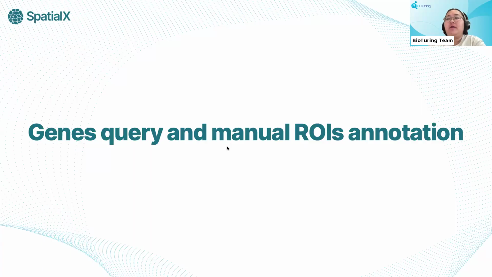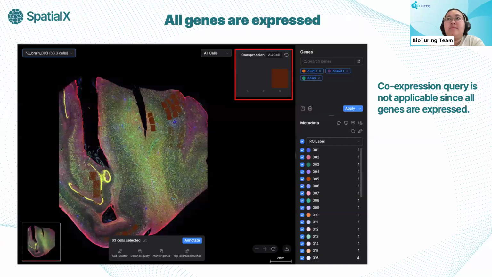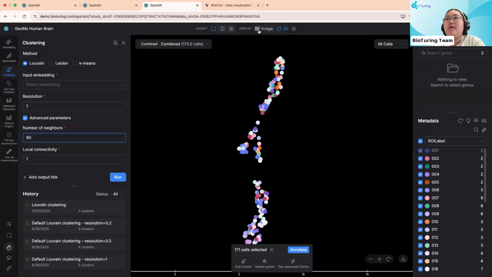Okay, so next, after you have the different clustering, the Louvain clustering, and the embedding is ready, now you can finally perform the gene queries and perform some manual ROI annotations. Okay, first, how to query for a gene. Now we go back here. We'll go back to the image mode.